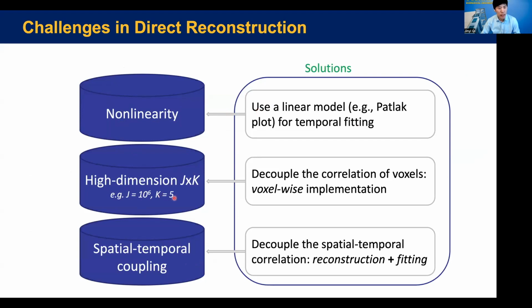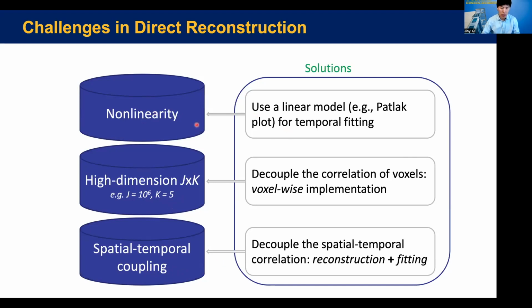The second difficulty is the high dimension. We now have millions of image voxels, J, and then we have a number of kinetic parameters, so we multiply them together. It's a substantially increased number of unknowns in the estimation. And the most difficult one is the spatial temporal coupling. That causes a lot of problems, and we have developed methods to address that. So let's go to the first one.